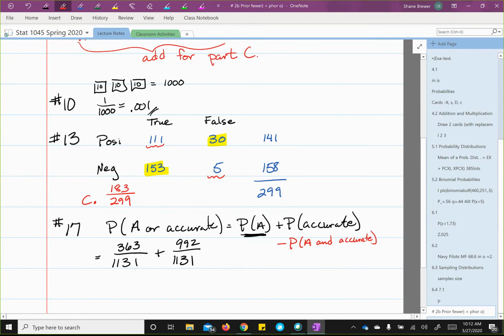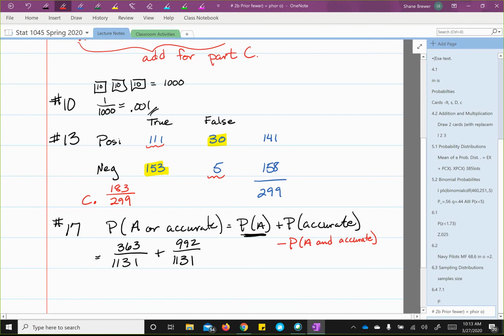Notice we're not quite done. We've got to do three little probabilities here, right? Notice I've added some things in red there that I forgot. When you're doing an OR probability, you've got to do the probability of the first one plus the probability of the second one minus the probability of them both.